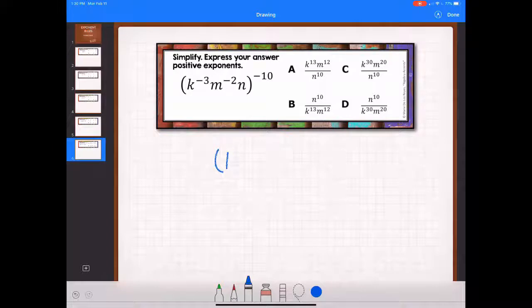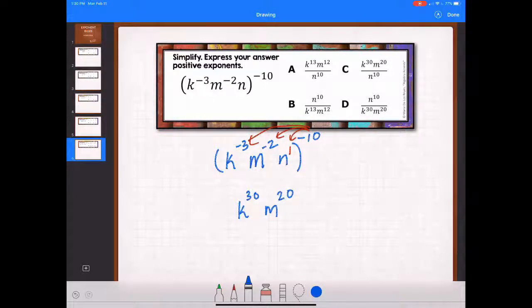Okay, so we have k to the negative 3, m to the negative 2, and n, all raised to the negative 10. It's not a bad idea to go ahead and put a 1 here next to the n so that you don't forget about it. You're going to distribute backwards, power to the power, so that gives us k to the positive 30, m to the positive 20, and n to the negative 10.